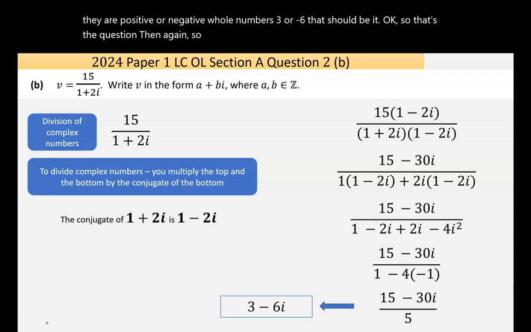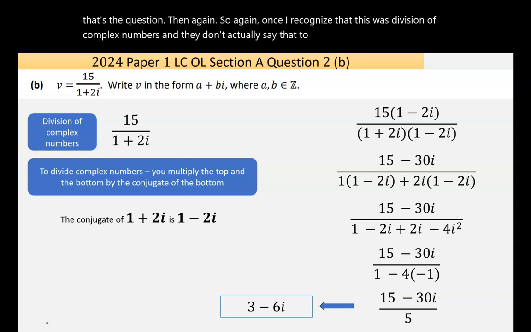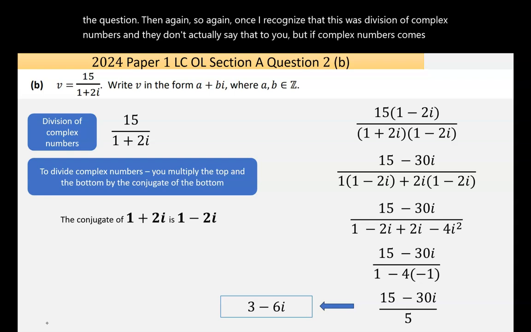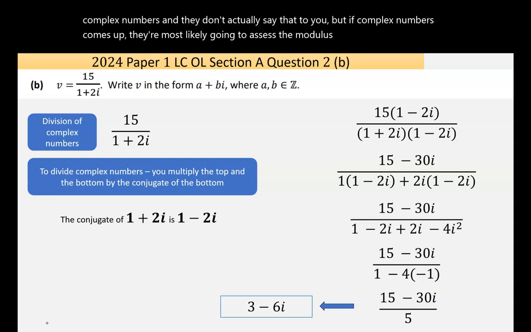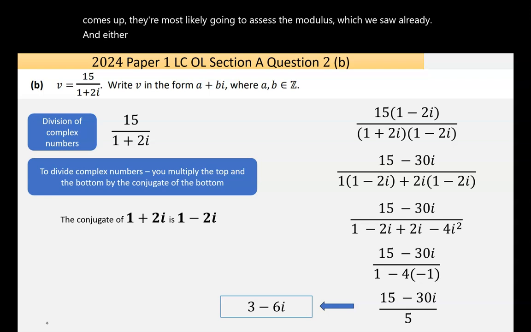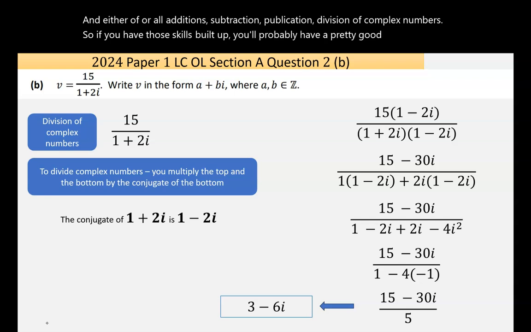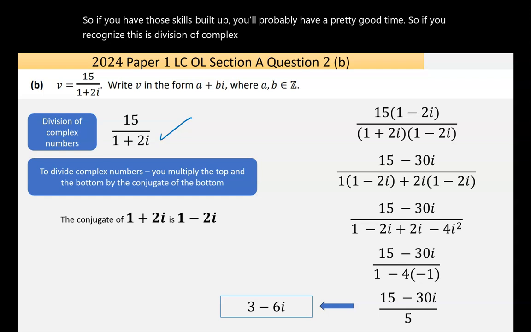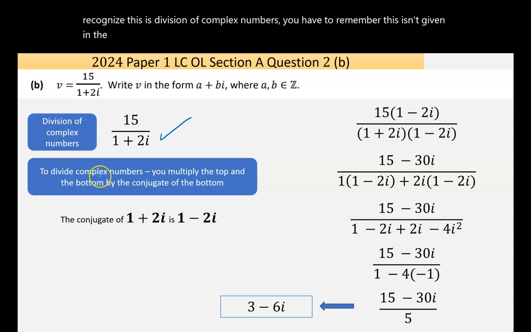So again, once I recognize that this was division of complex numbers, and they don't actually say that to you, but if complex numbers comes up, they're most likely going to assess the modulus, which we saw already, and either or all of addition, subtraction, multiplication, division of complex numbers. If you have those skills built up, you'll probably have a pretty good time. If you recognize this is division of complex numbers, you have to remember this isn't given in the math tables. To divide complex numbers, you multiply top and bottom by the conjugate of the bottom.